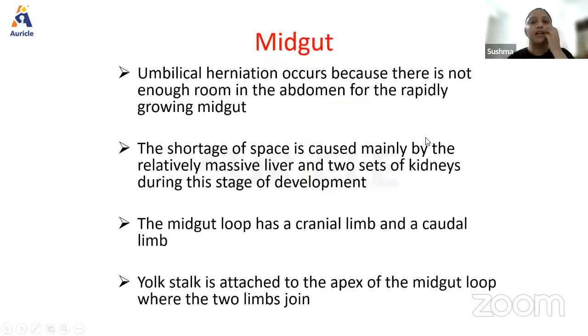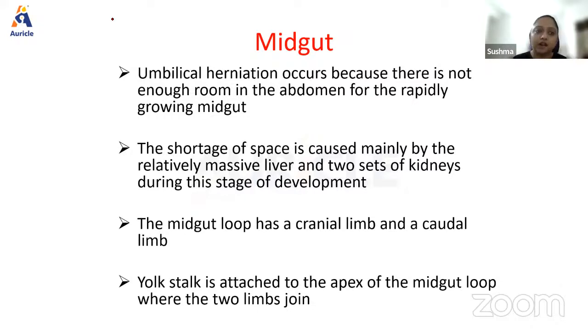Now, this umbilical herniation occurs because there is not enough room in the abdomen for the rapidly developing midgut. Okay, midgut has so many structures, guys. There's duodenum, and then there is transverse colon, there's ileum, cecum. There is so much content that is growing. So the developing abdomen cannot accommodate so much. So that is why this umbilical herniation happens.